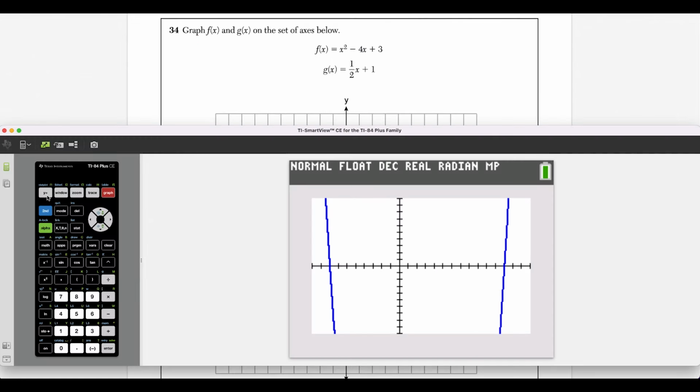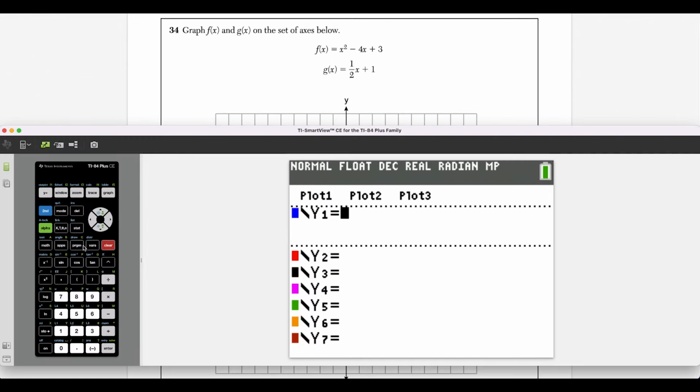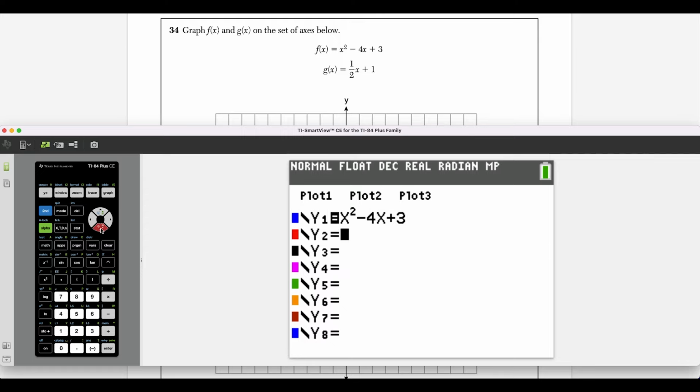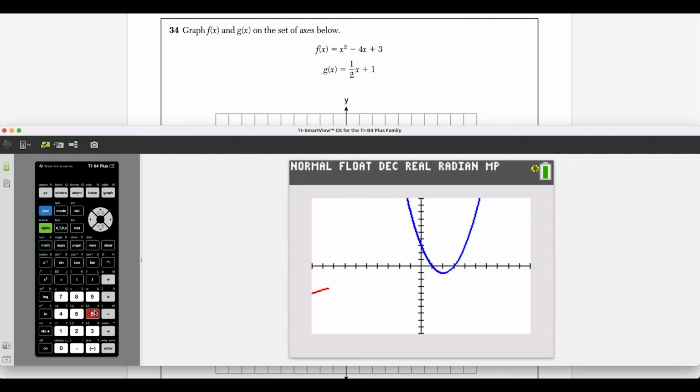So the first thing we'll do is graph these. So first we'll press y equals, and we're going to have x squared minus 4x, and then we're going to tack on a plus 3. And then in the next line, we have 1/2 x, and that we could just write as 0.5. You could write 1 divided by 2, but I'll write 0.5x and then plus 1. And I'm going to press zoom 6 here just to clean up the picture a bit.